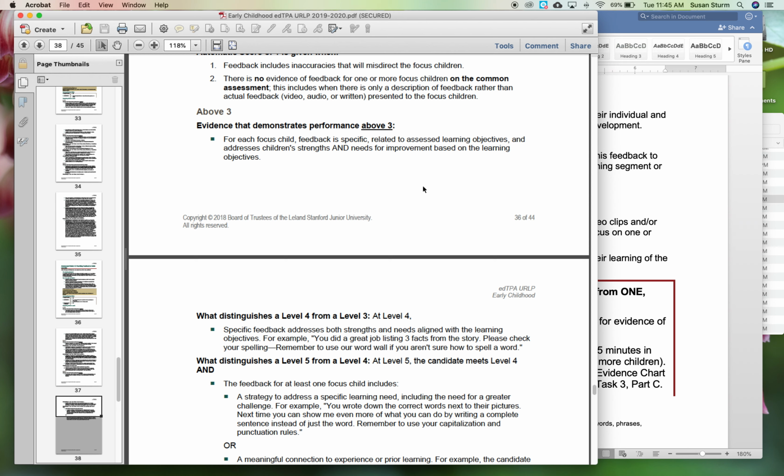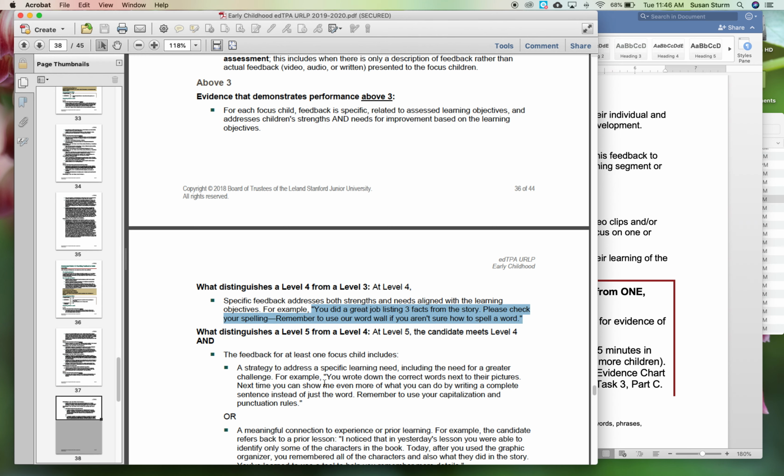So let's just check out above a level 3. Each focus student gets feedback that's specific, related to the learning objective, and it focuses on their strengths and their needs for improvement based on the objective. And then it addresses both strengths and needs aligned to learning objectives. For example, you did a great job listing 3 facts from the story. Please check your spelling. Remember to use our word wall if you aren't sure how to spell a word.